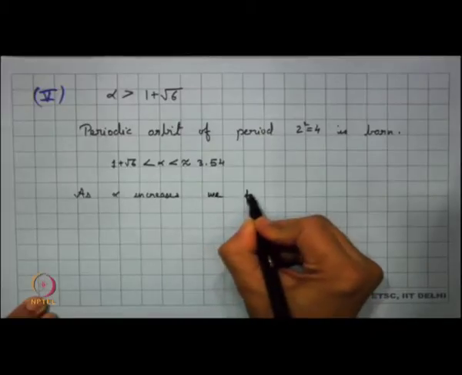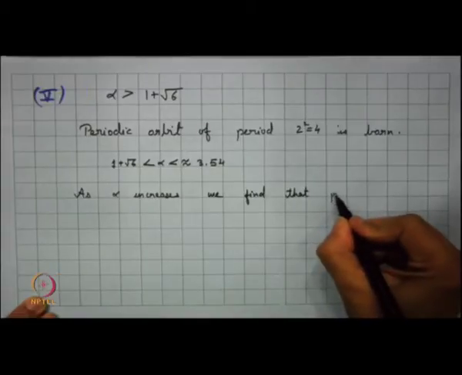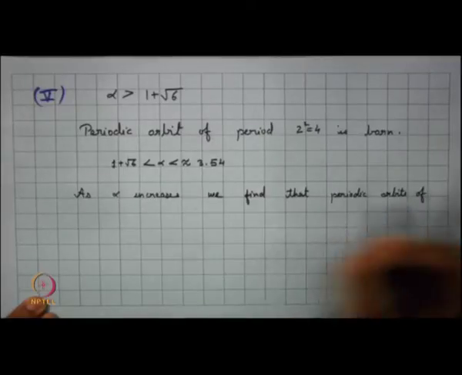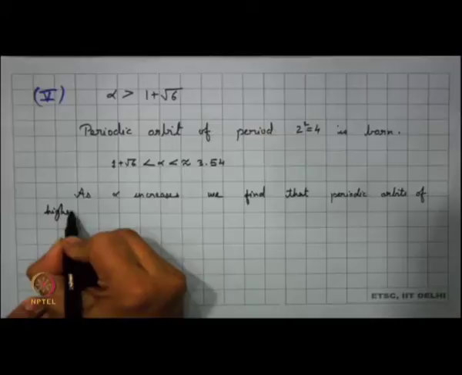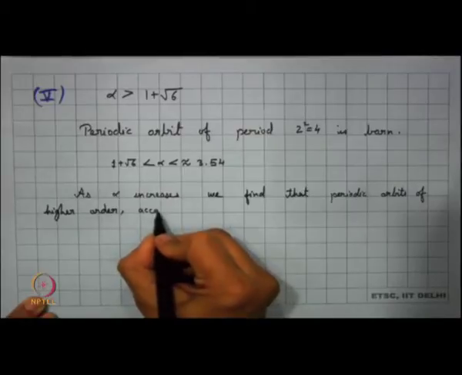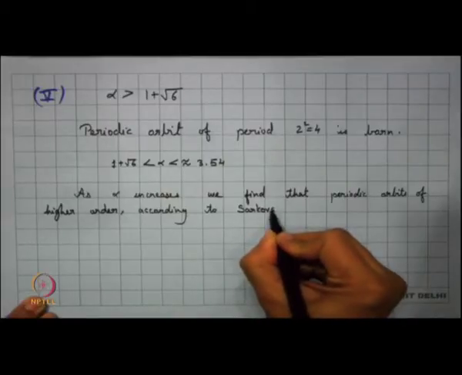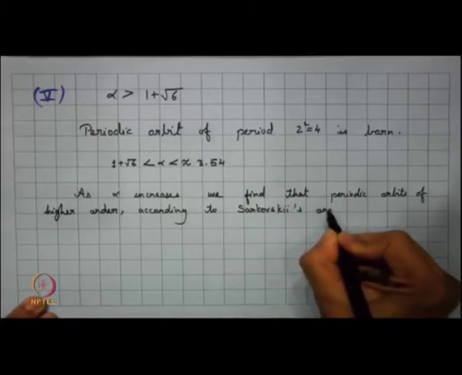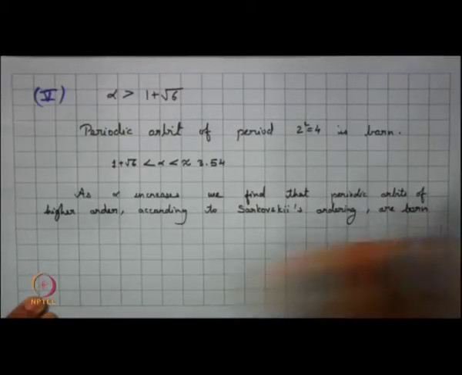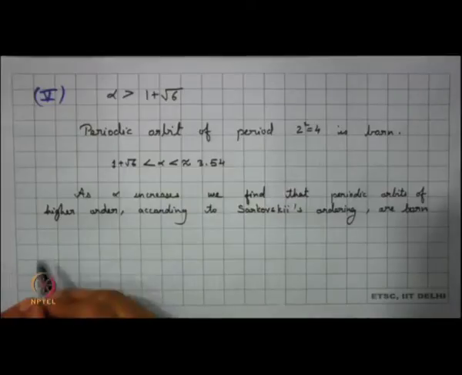we find that periodic orbits of higher order, and when I talk of higher order, this is according to Sarkovskii's order, these are born, and then they become stable. So, you have these being born.